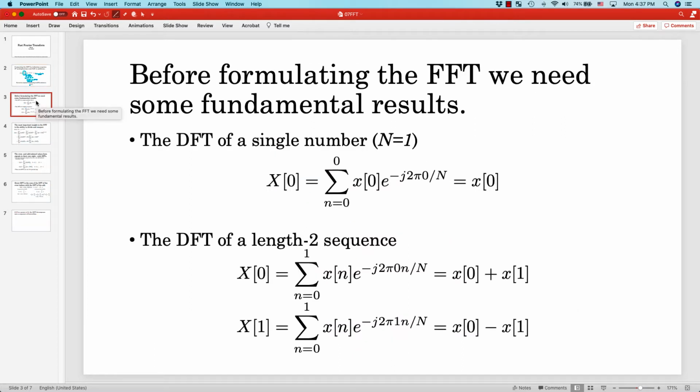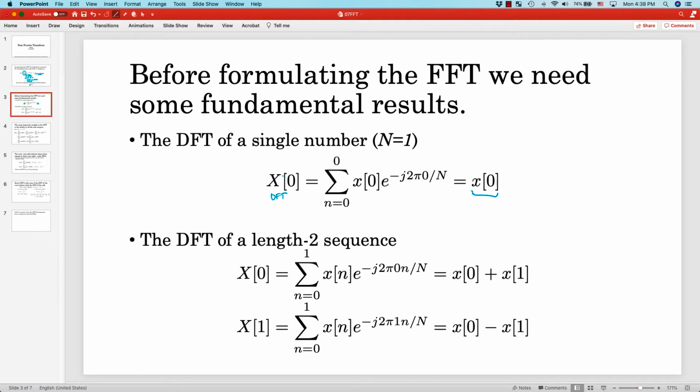In order to develop the FFT, we are going to need a couple of fundamental results. And the first is that just taking the DFT of a single number, so your sample has length n equals 1, is just the number itself. So the DFT of a signal of length 1 is just the signal itself. This is the convention I'm going to use in these slides: capital letters refer to DFT quantities and lowercase letters refer to time domain quantities.